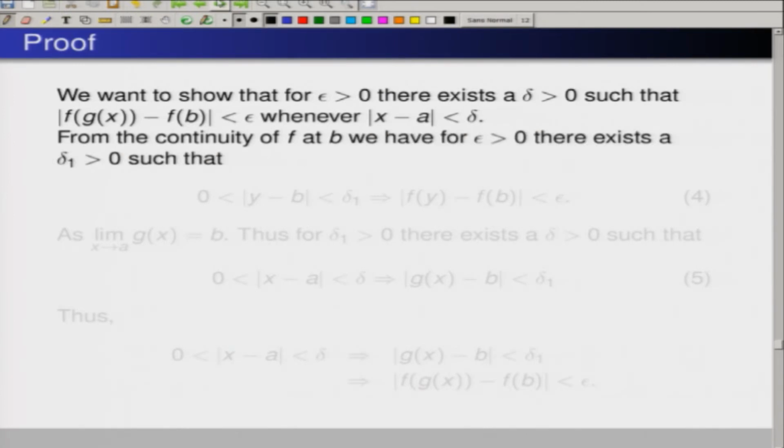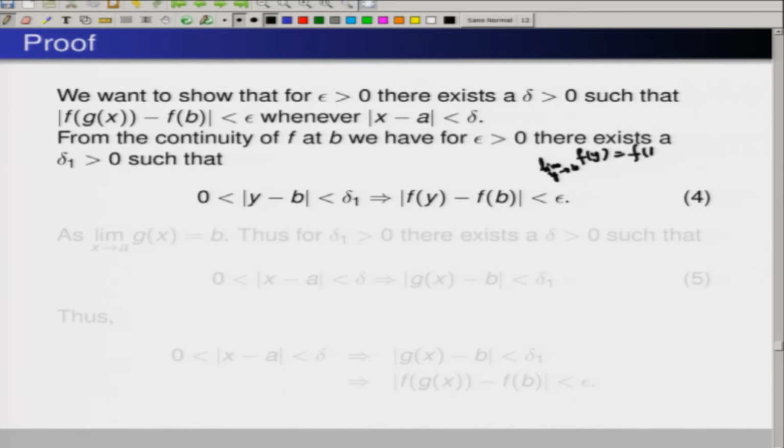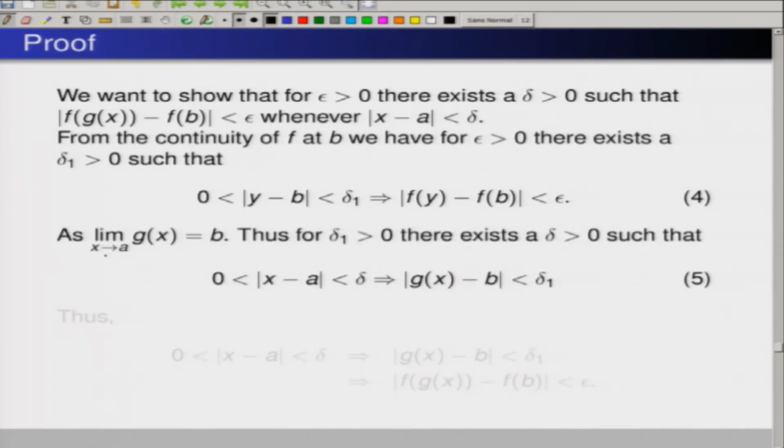Therefore, for this given epsilon there exists a delta 1. The continuity means the limit is going to be f of b. Now, if I take y such that |y - b| is less than delta 1, then by the continuity of f at b, |f(y) - f(b)| is less than epsilon, because that means the limit as y goes to b of f(y) is equal to f(b) by the continuity. So, now I have got a delta 1 from the continuity of f.